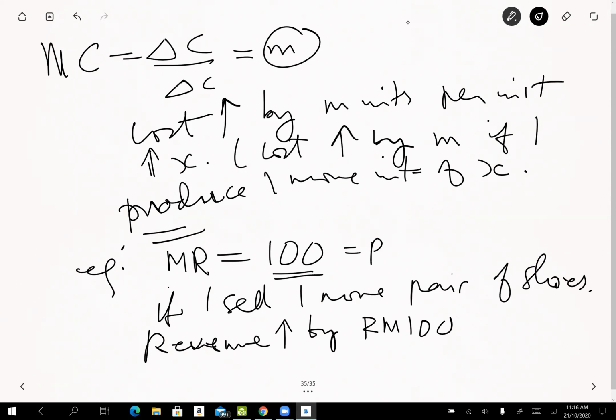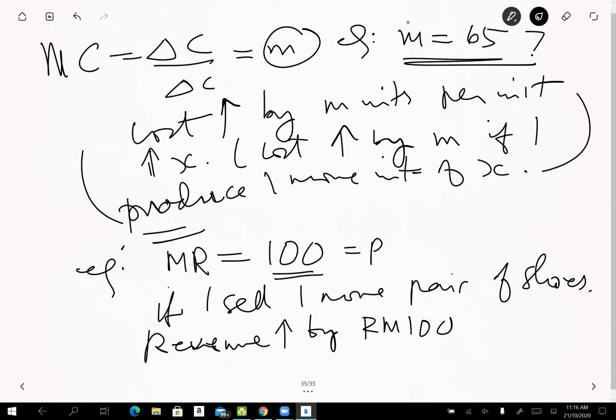For the marginal cost, I'll give you an example: the marginal cost, M here, is equal to 65. I want you to interpret this by the definition. If I sell one more unit of the shoes, one more pair of shoes, what is the increase of my cost? So I want you to finish it up.